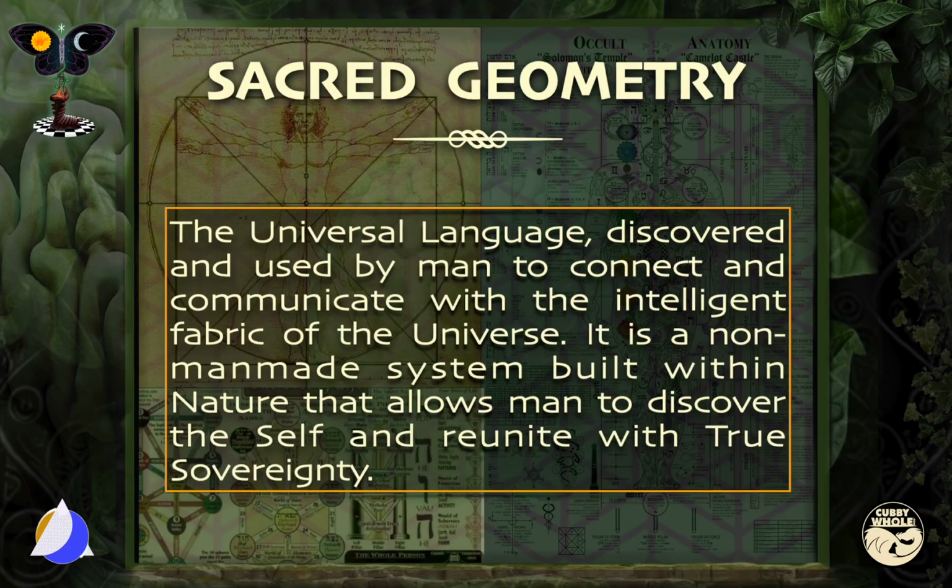Now, geometry is the universal language, and it is discovered and used by man to connect and communicate with the intelligent fabric of the universe. It is a non-man-made system built within nature that allows man to discover the self and reunite with true sovereignty.